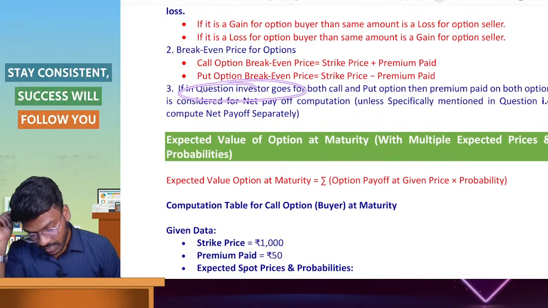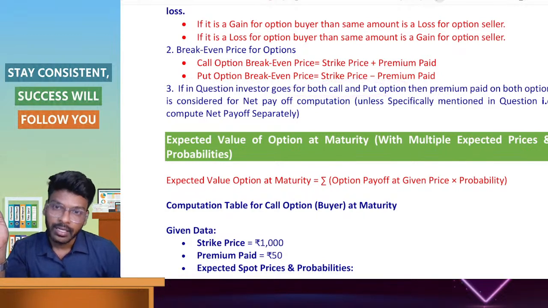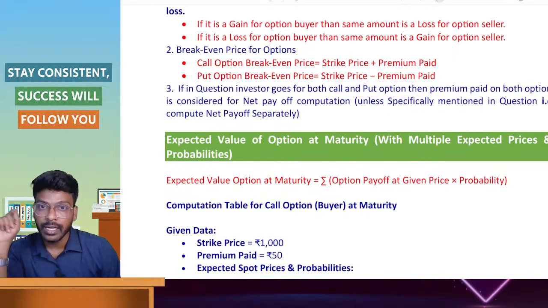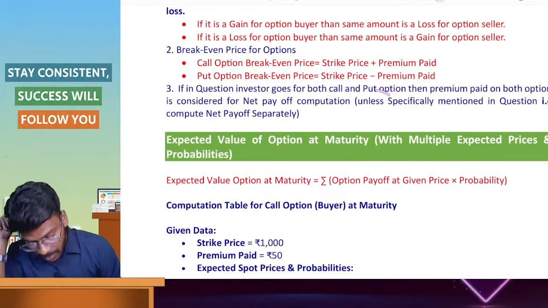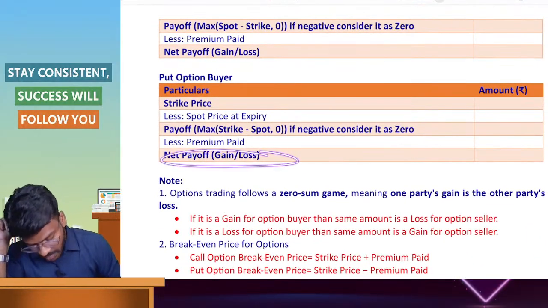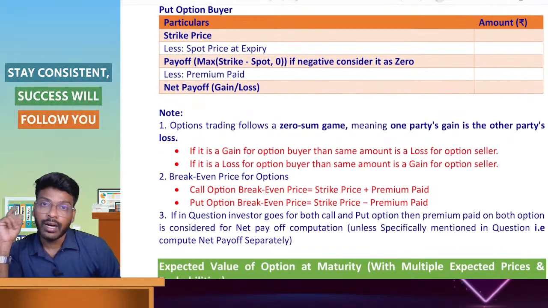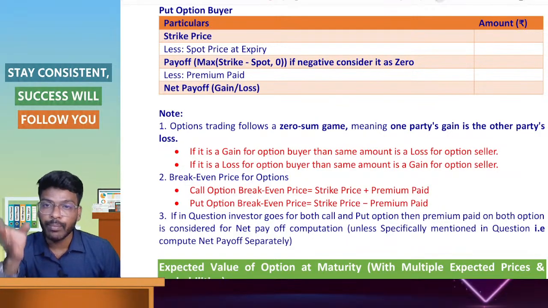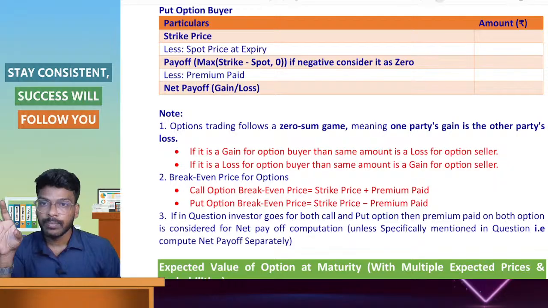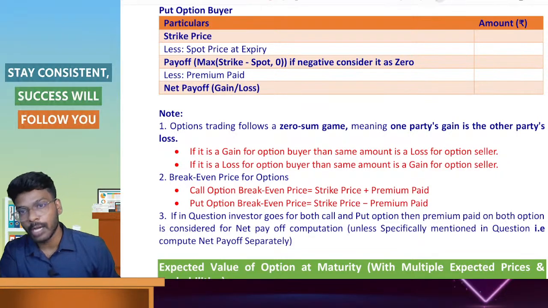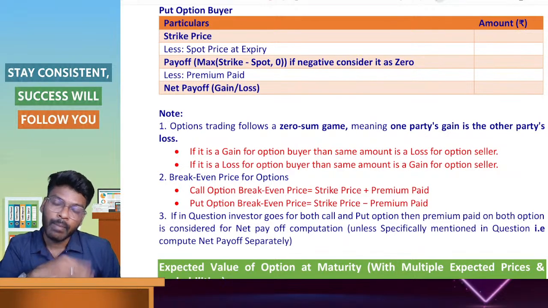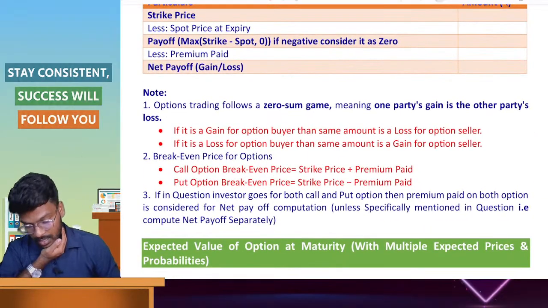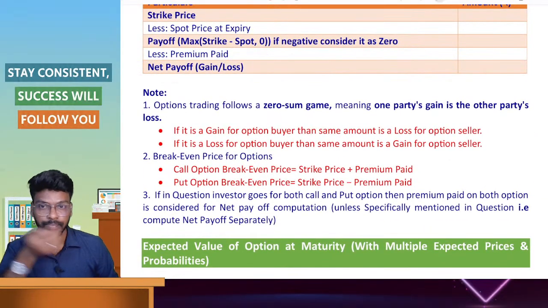If in the question the investor goes for both a call option and a put option, then the premium paid on both options will be considered for net payoff computation. You have to add both the premium amounts paid, the premium for the put option and the premium for the call option, to compute the net payoff.